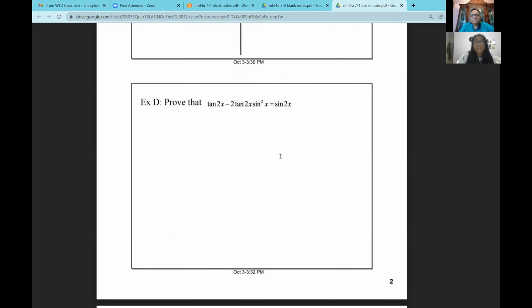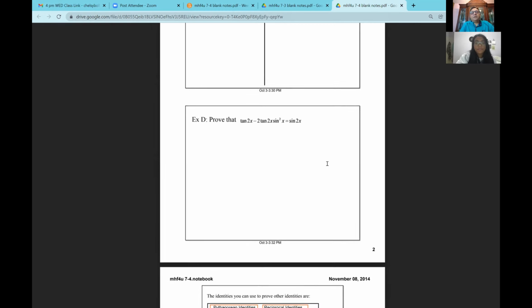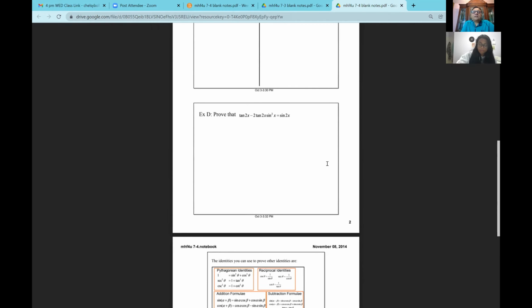Prove that tan 2x minus 2 tan 2x sine squared x equals sine 2x. That may take a bit longer, but let's try to do it. So we have tan 2x as a common term. That gives us some idea, right? So let's rewrite this question. We have tan 2x minus 2 tan 2x times sine squared x. This is our left hand side, correct?